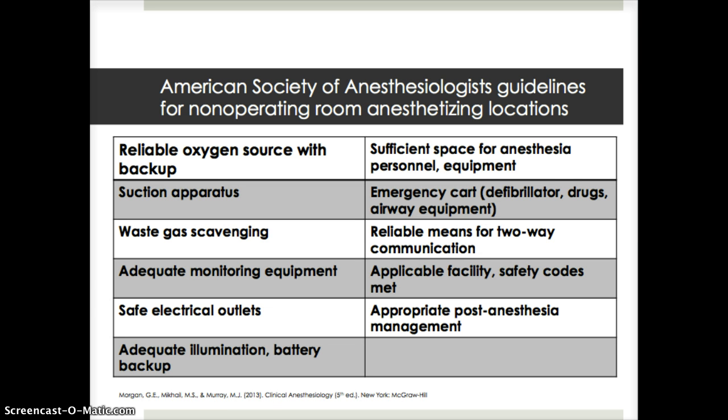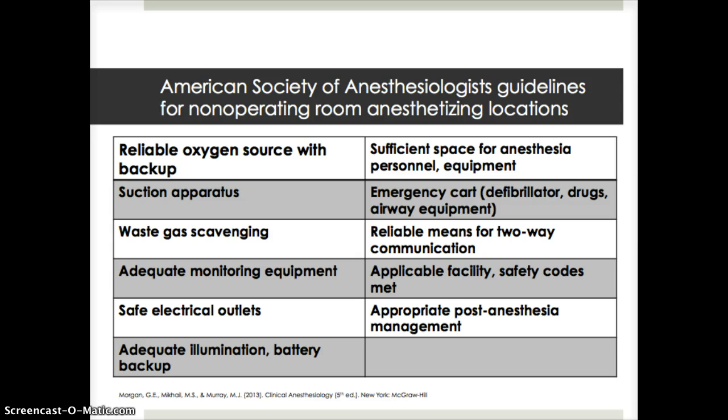In order to safely deliver anesthesia, the ASA guidelines have a list of expectations for out of the operating room anesthesia. This includes having a reliable oxygen source with backup, such as the green oxygen E-cylinder, and suction. If inhalational anesthetics are to be used, an anesthesia machine with a scavenging capability must be available. Adequate monitoring equipment for the intended anesthetic as well as for transport if necessary. Safe and sufficient electrical outlets, adequate illumination with battery backup, sufficient space, an emergency cart with a defibrillator, drugs, and other equipment to provide cardiopulmonary support.